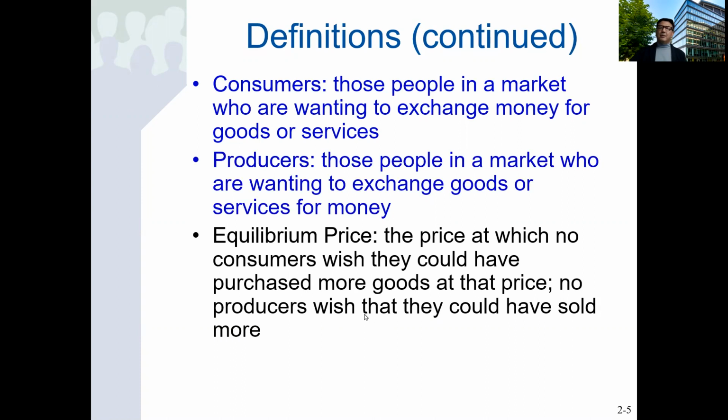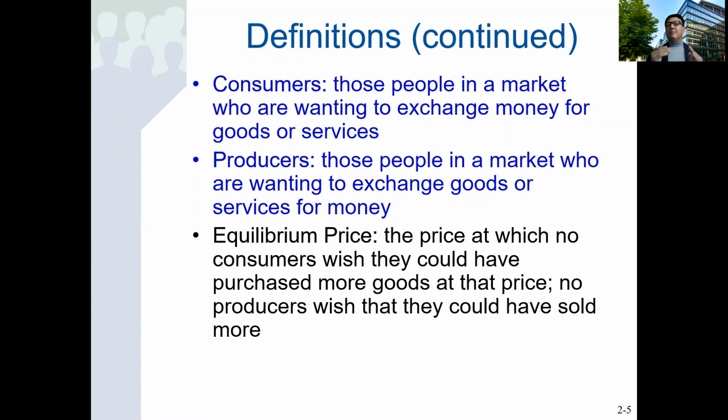Okay, and the equilibrium price is the price at which no consumer wishes they could have purchased more goods, and no producer wishes that they could have sold more. Now, this is a very long-winded, technical definition, but basically, the equilibrium price is the average price where the seller and the buyer agree upon the price. That's the price both parties agree to: I will sell at this price and I'll buy at this price. That's the negotiated price in very plain, simple terms.